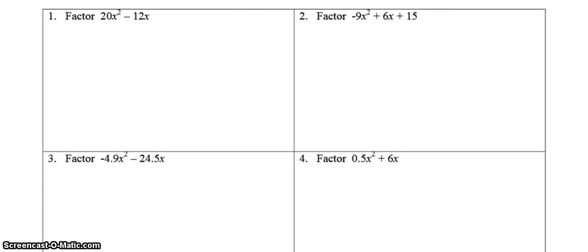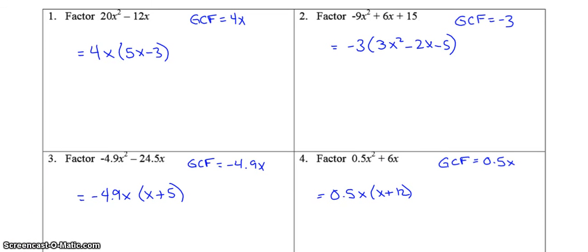Press pause now, please. Okay, welcome back. So in the first example, greatest common factor is 4x, and then when you divide each of these terms by 4x, that's what goes inside the brackets. For question 2, don't forget the leading term was negative, so you have to pull the negative out. Since all 3 terms did not have an x, there is no x in your greatest common factor. Question 3, both terms could be divided by negative 4.9x. And in 4, both terms could be divided by 0.5x.